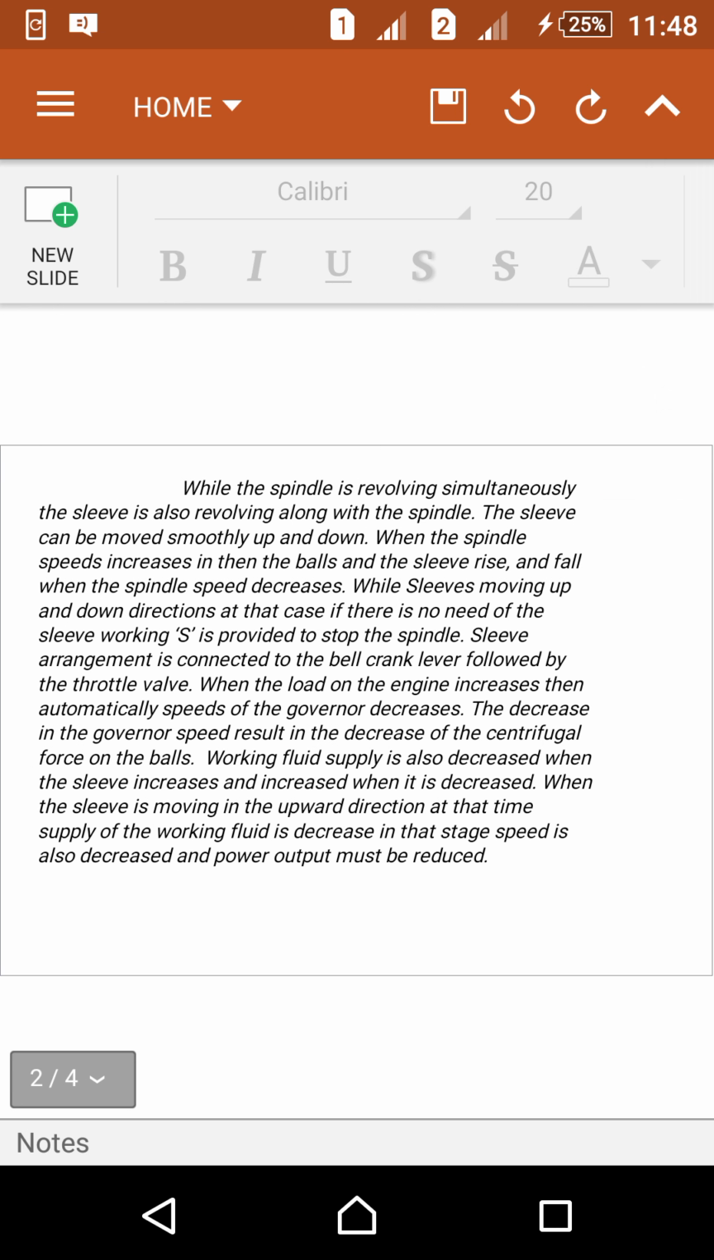While the sleeve is moving up and down, if there is no need for the sleeve to work, a stop is provided to stop the spindle. The sleeve arrangement is connected to the bell crank lever followed by the throttle valve. When the load on the engine increases, the speed of the governor automatically decreases. The decrease in governor speed results in a decrease of the centrifugal force on the balls.